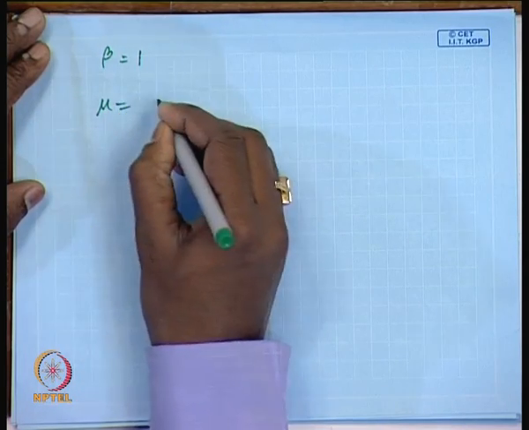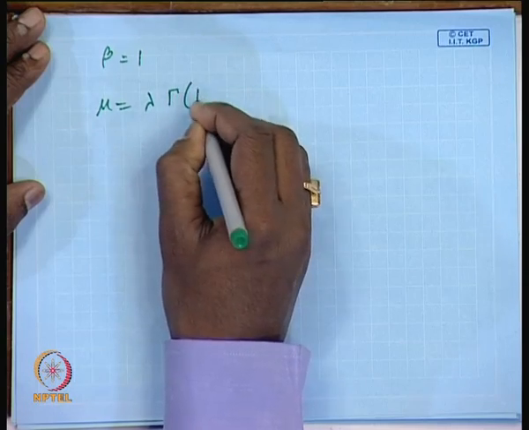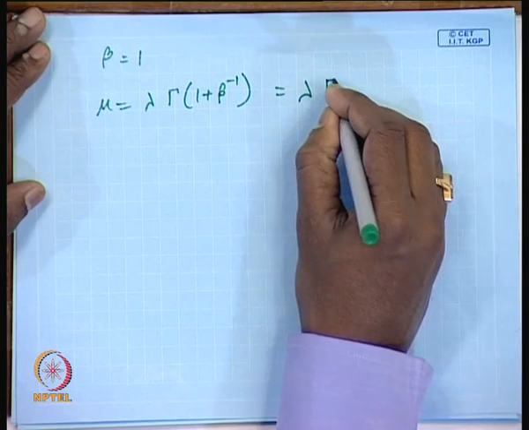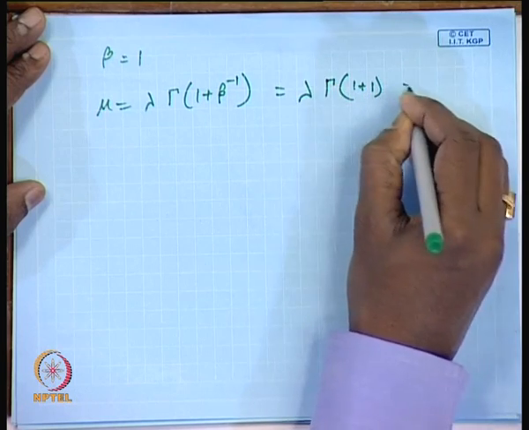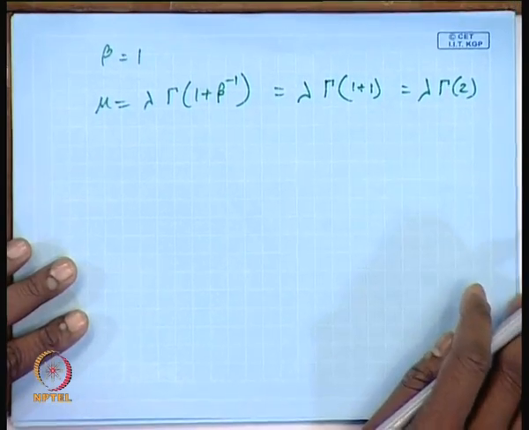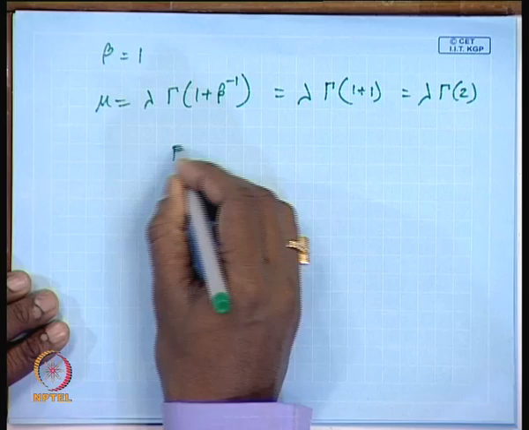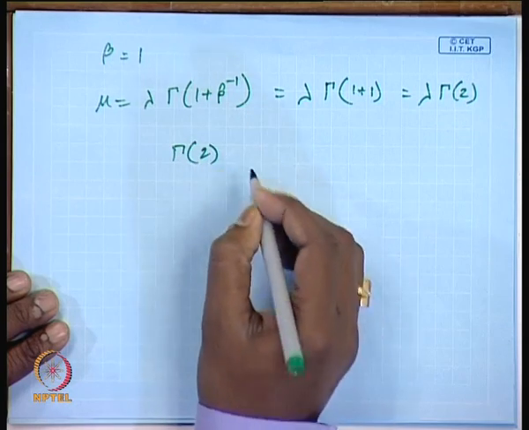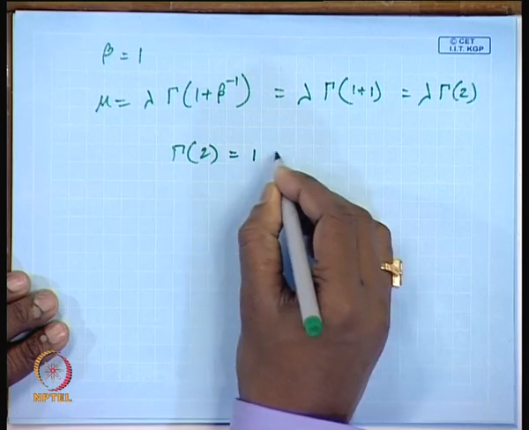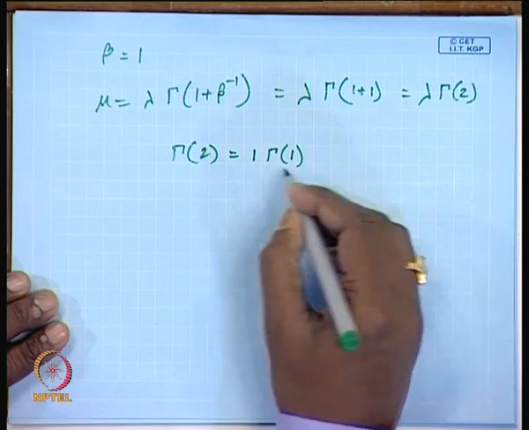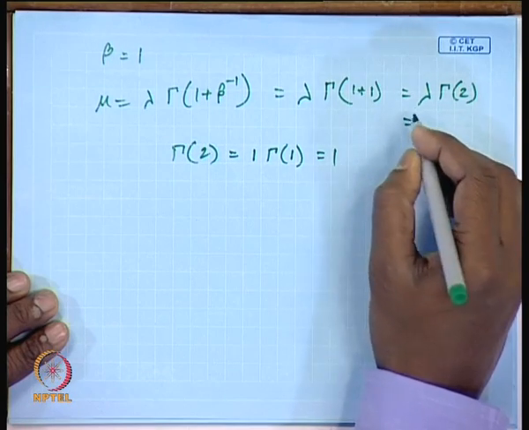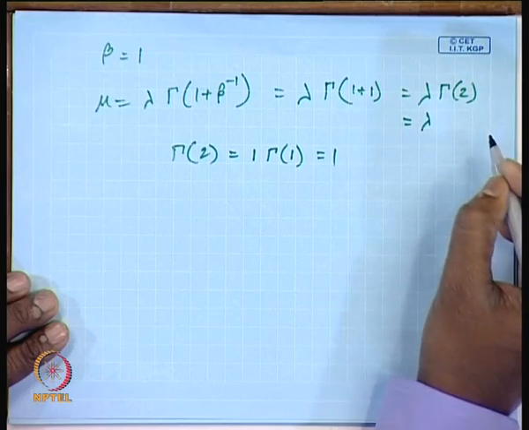then that mu, lambda gamma 1 plus beta inverse, equals lambda gamma 1 plus 1, which is lambda gamma 2. And from the earlier lectures, we know that for an integer, gamma n equals n minus 1 times gamma n minus 1. So, this is 1 times gamma 1, and this gamma 1 value is equal to 1. So, this is basically 1. So, this expression, that is mu, becomes lambda.